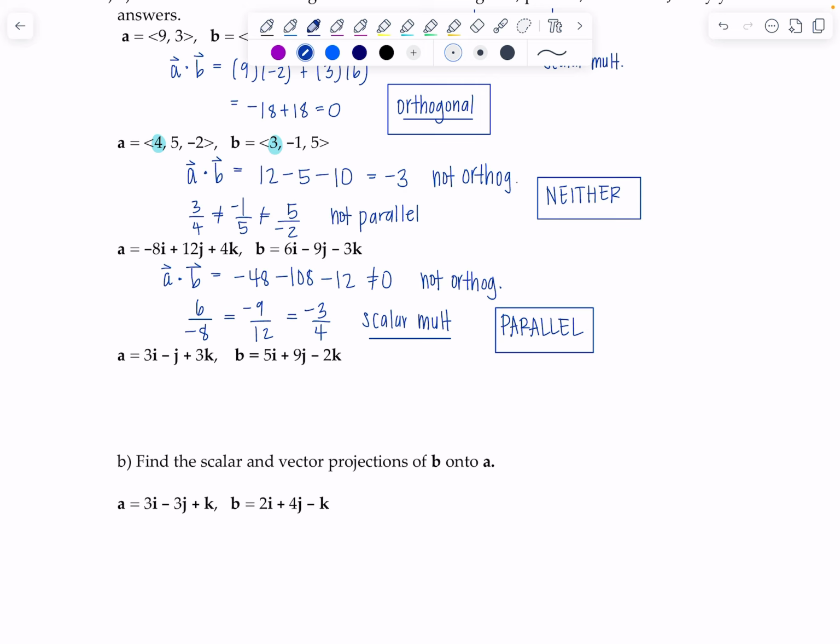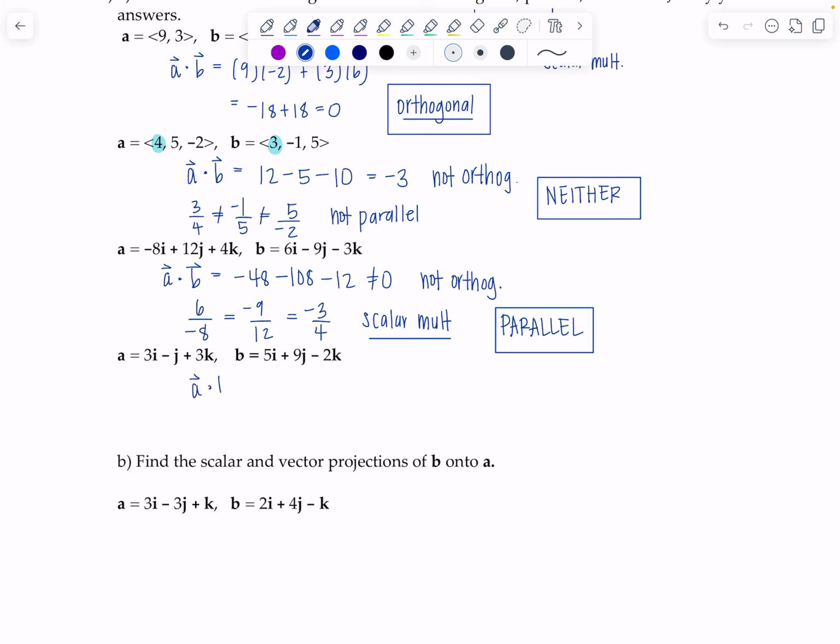Beautiful. One more. Let's check their dot product. So 3 times 5, 15, minus 9, minus 6. Oh, there we go, 0. So these are orthogonal.